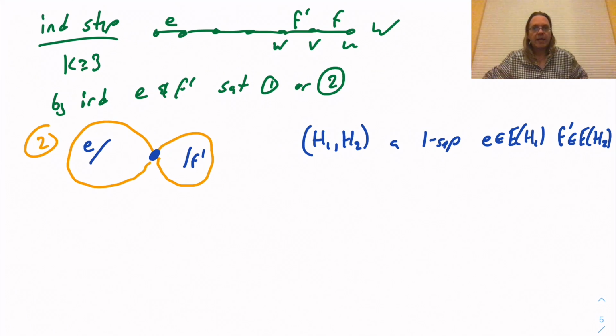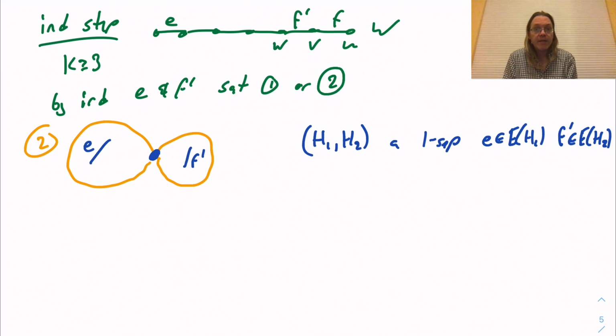So now I'm looking at this 1 separation. E is over there on the left. F prime is over there on the right. Well, let's think about the edge F. Of course, the thing I really care about is the edges E and F. I'm trying to show that either there's a cycle containing E and F, or there's a 1 separation that separates them with E on the left and F on the right.